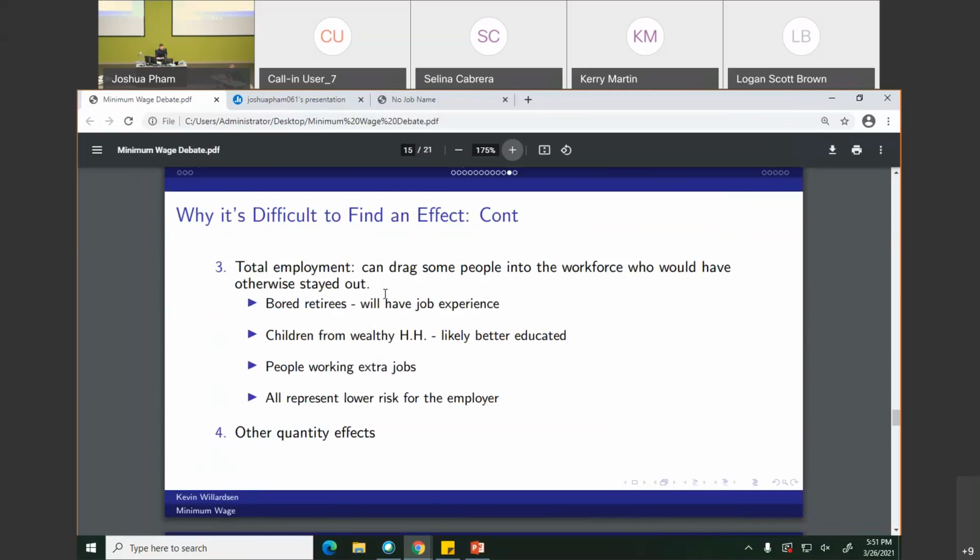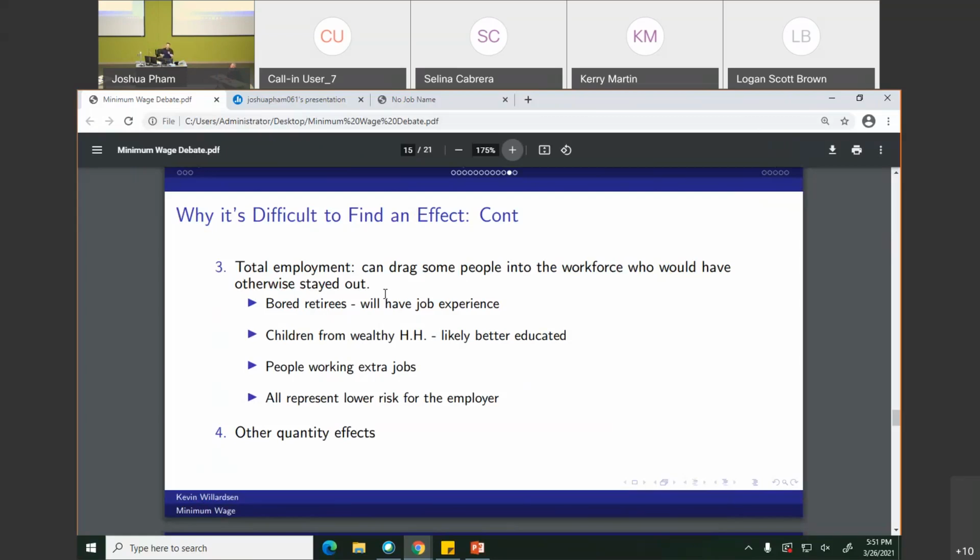The third is total employment. As the minimum wage increases, you can actually drag people who otherwise would have stayed out of the labor market, right? So in a sense, you can get bored retirees coming back to intern at a higher wage. You can get children from wealthy households who are likely to be better educated. So what happens is that the low-skilled people get kicked out of the labor market and they're replaced with people who otherwise wouldn't be in the labor market because the increased wage brought them in. So you wouldn't expect to find an employment effect.